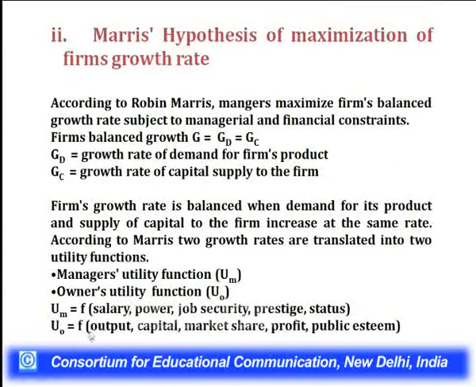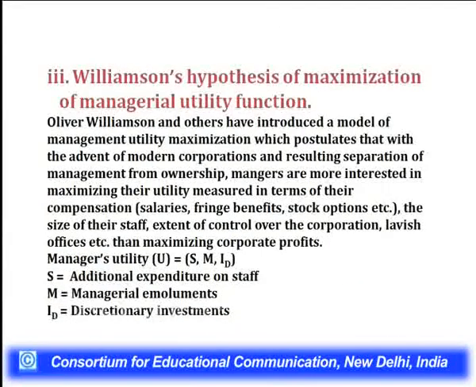This is a function of output, capital, market share, profit and public esteem. So, the firm's growth rate depends upon GD and GC. And the other objective is Williamson's hypothesis of maximization of the managerial utility function.